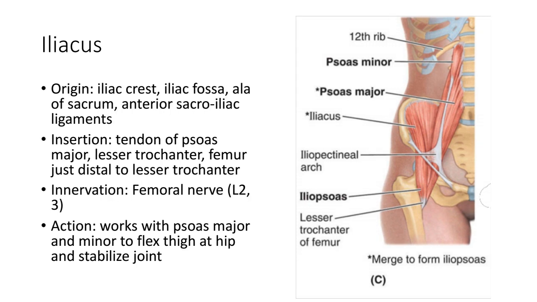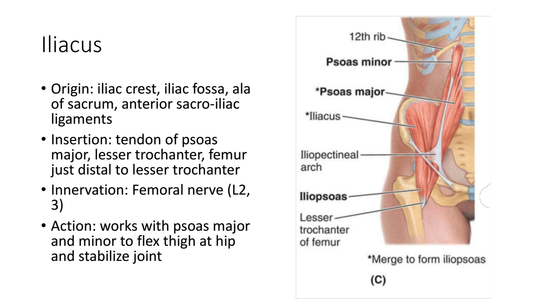The iliacus is the portion of the iliopsoas muscle on the iliac bone. So it originates on the iliac crest, the iliac fossa, the ala of the sacrum, and the anterior sacroiliac ligaments. It inserts on the tendon of the psoas major, the lesser trochanter, and the femur just distal to the lesser trochanter. The femoral nerve, L2 and L3, innervate the iliacus muscle.